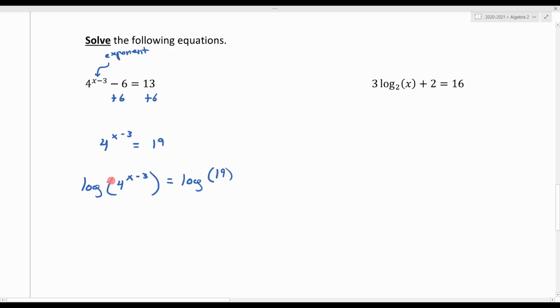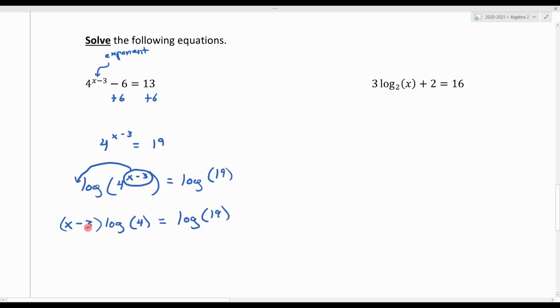Now I'm going to use that power property. I'm going to take this x minus 3 and put it out front using the power property. So I've got x minus 3, and I'm going to put that in a pair of parentheses just to keep it together, times the log of 4. The 4 no longer has the x minus 3 on it. It moved out front using that power property. Now over here we've got log of 19.